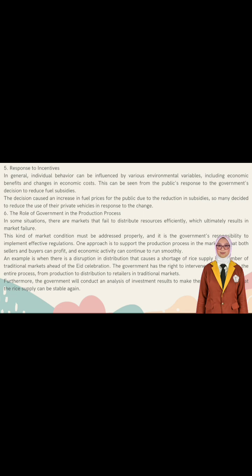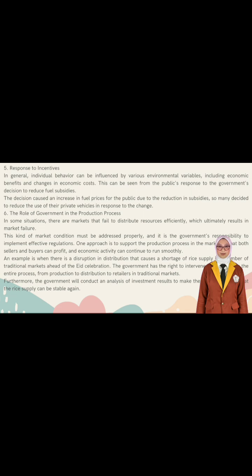6. The role of government in the production process. In some situations, there are markets that fail to distribute resources efficiently, which ultimately results in market failure. This kind of market condition must be addressed properly, and it is the government's responsibility to implement effective regulations. One approach is to support the production process in the market so that both sellers and buyers can profit, and economic activity can continue to run smoothly.